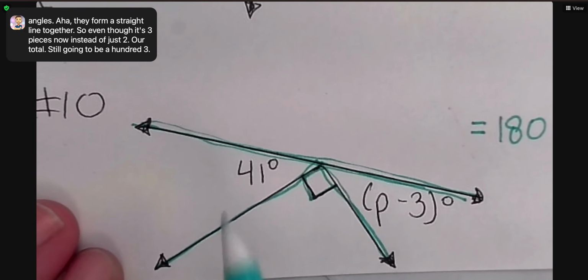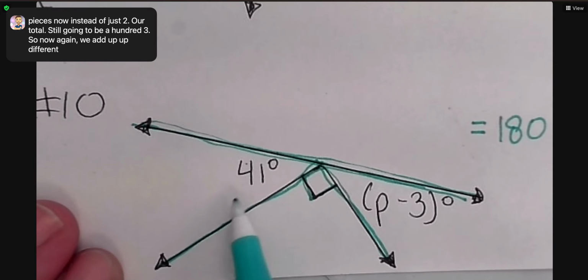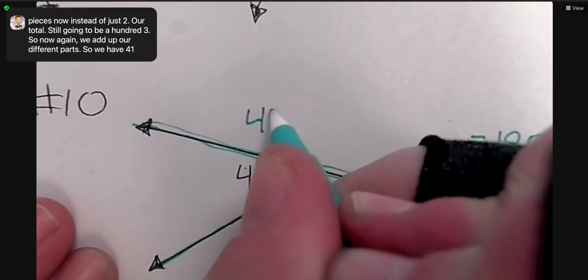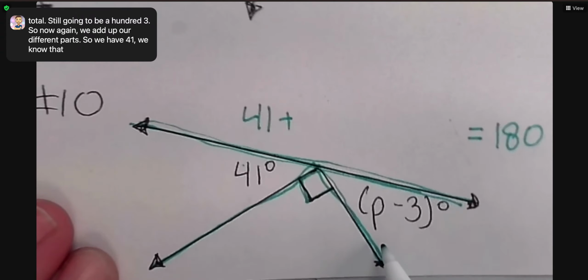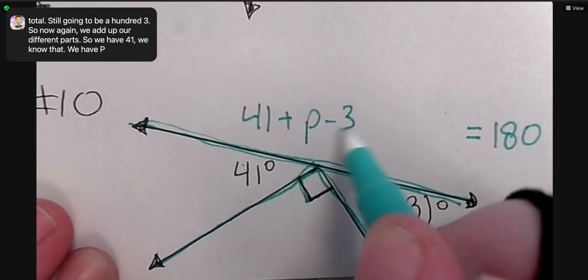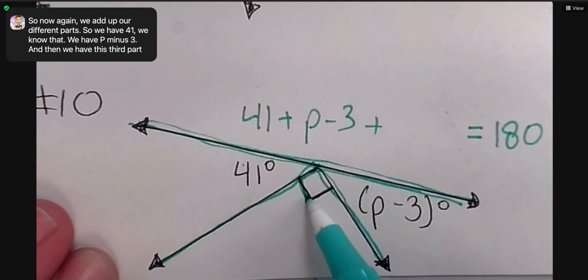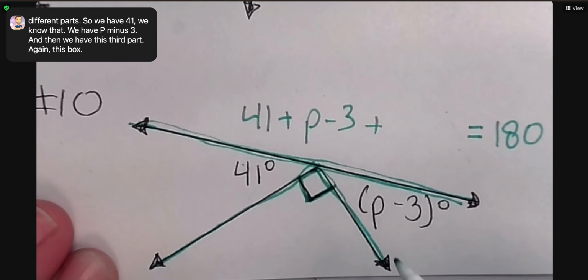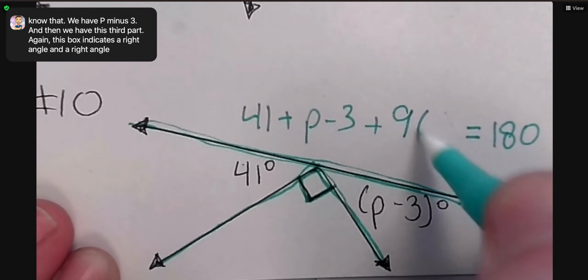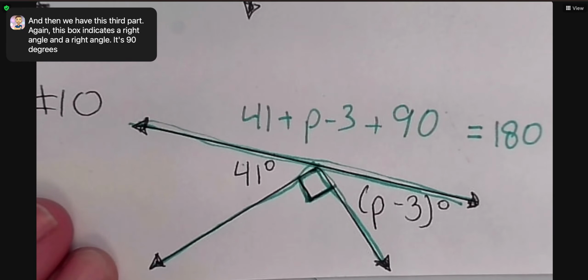So now again, we add up our different parts. So we have 41, we know that. We have p minus 3. And then we have this third part. Again, this box indicates a right angle, and a right angle is 90 degrees. Solve for p.